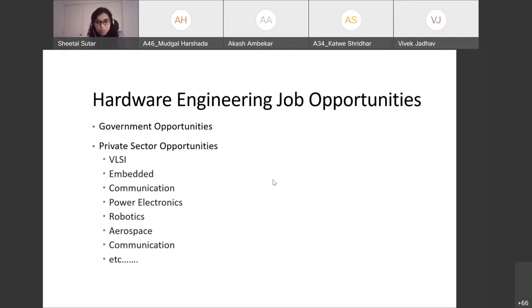Power electronics is like your inverters or the batteries in your small devices or in your home or in the industries. Related to power electronics, you can also find some jobs in the government sector or in the private sector. And robotics, you would already be working on some robotics ideas in your competitions or webinars, or you might have heard of seminars at international level where some countries have developed a robot which is talking. So robotics, we can say, is also a future.